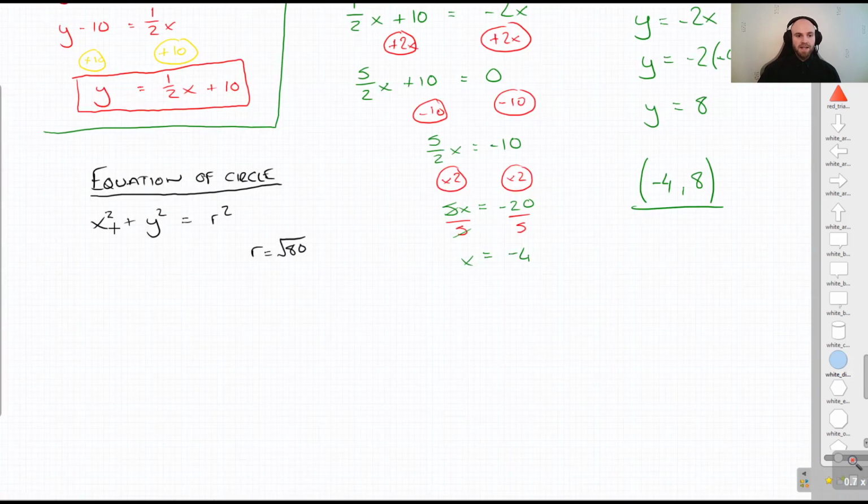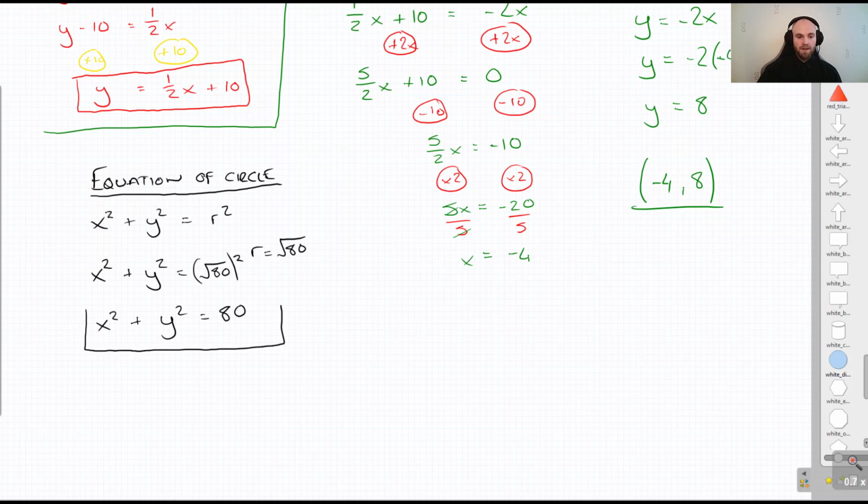So remember the equation of a circle is x squared plus y squared equals r squared. Now we know what the radius is. We know the radius is root 80, so we can just put this in. We can put x squared plus y squared equals root 80, let's just put this in brackets to keep it clear, all squared. Well, if we have the square root of 80 all squared, these are just going to cancel out to 80. So we're going to have x squared plus y squared equals 80. And that is our answer to a really, really, really long question.